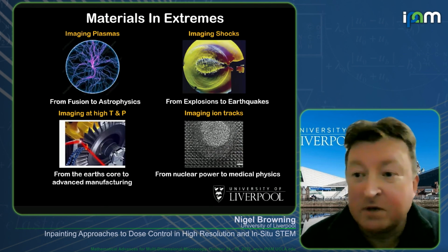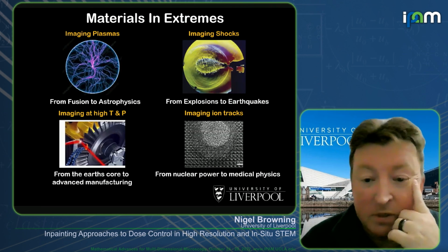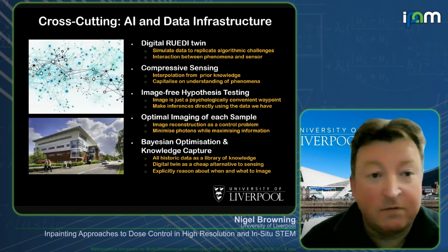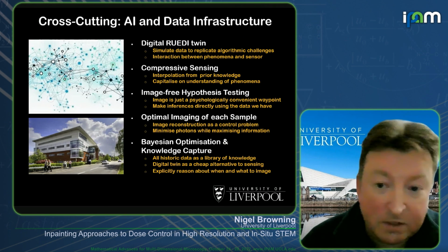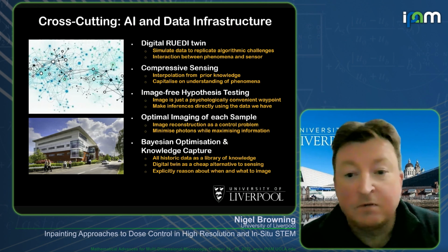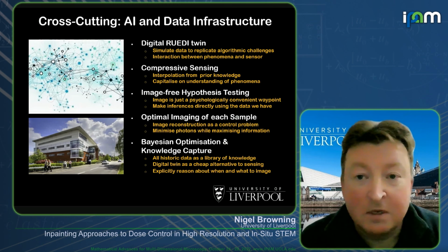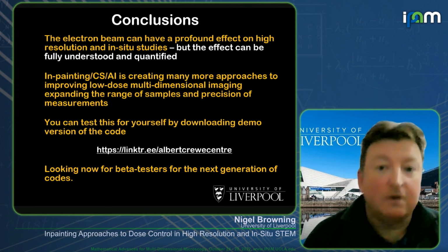Angus Kirkland is part of this, and Angus is here. So if you want to talk about RUEDI, Angus will be able to answer all the questions you might have on that. And then it fits in with the data infrastructure. We will do a digital twin, compressive sensing. So the idea is we get the analytics out at the end, so image-free hypothesis testing will come out, linked with the Hartree Centre at Daresbury. I think that's it.